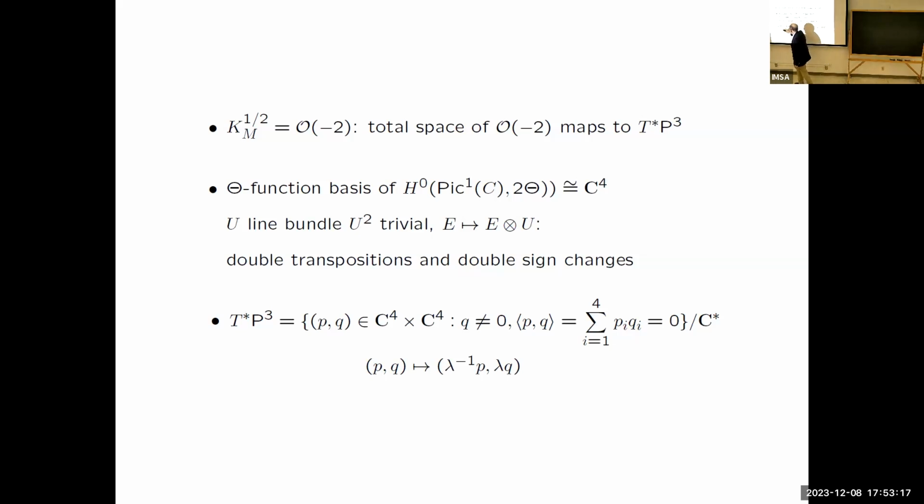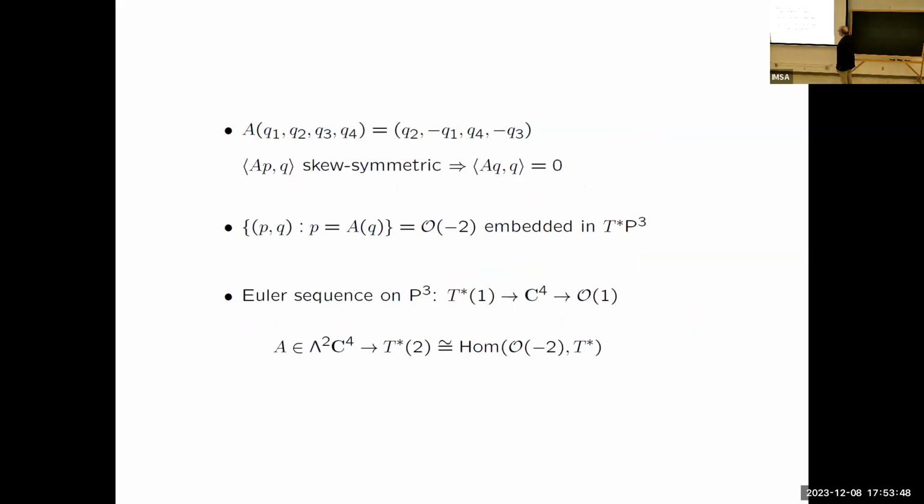So now we take this model for the cotangent bundle of P3. It's basically writing it as a symplectic quotient. So it's a space of pairs (P, Q), Q not equal to 0, with the sum of P_i Q_i equal to 0, because we chose this particular basis. We divide that by C star. So the Q's, Q not equal to 0, you can regard as homogeneous coordinates on P3, and the P's as coordinates in the cotangent plane.